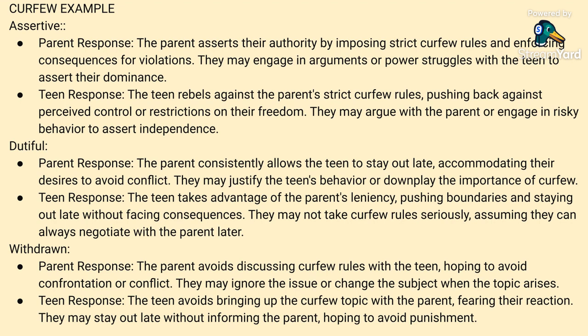And a withdrawn parent might even avoid having the discussion about curfew rules as long as they can, hoping to avoid confrontation or conflict. They may ignore the issue or change the subject when the topic arises. And in this case, the teen could avoid bringing up the curfew topic with the parent, fearing their reaction. They may stay out late without informing the parent, hoping to avoid punishment.